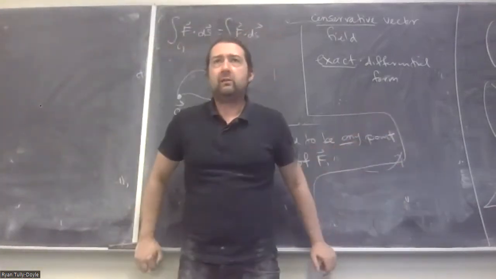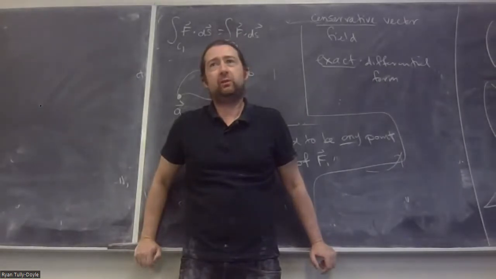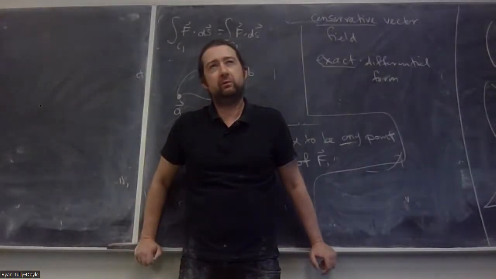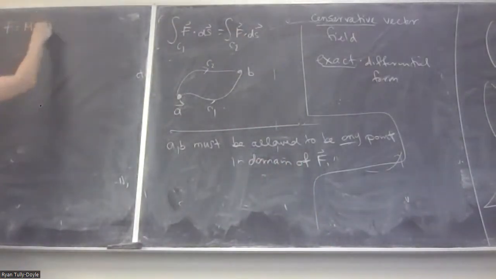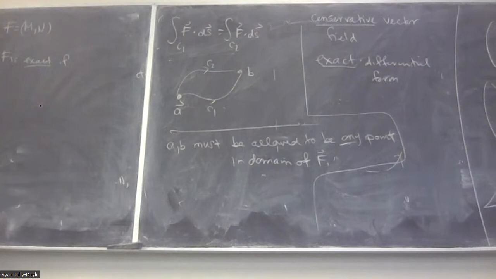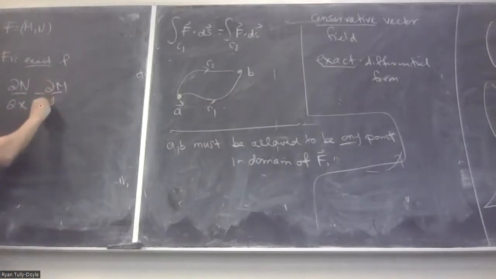What does it mean to be exact? You guys told me last time what it meant to be exact. If I have something that looks like F equals M, N, then we say F is exact if what? I know I'm making you dig deep in the 242 well here, or your 244 well. What does it mean for a vector field to be exact? The partial of M with respect to y is equal to the partial of N with respect to x. Exactly.